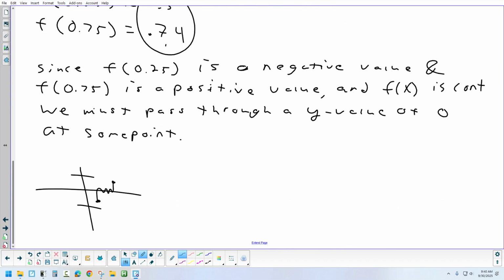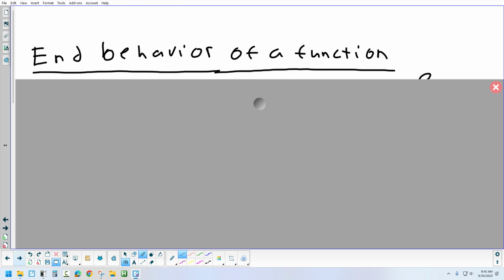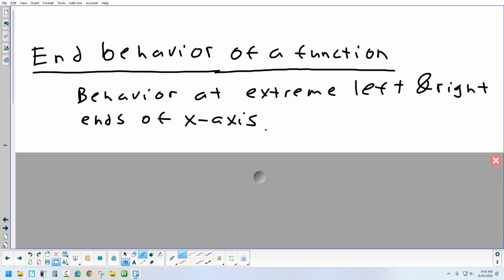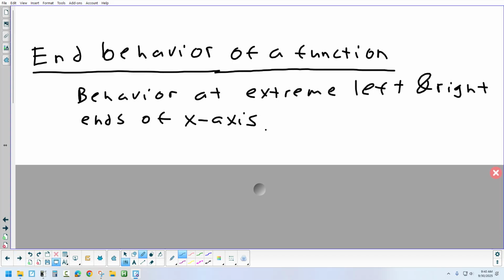All right, so that's the intermediate value theorem. Okay, so last thing: end behavior. End behavior is going to help us when we are sketching polynomials to know what the ends of the function should look like. And we've already been talking a little about it, as we've looked at polynomials.